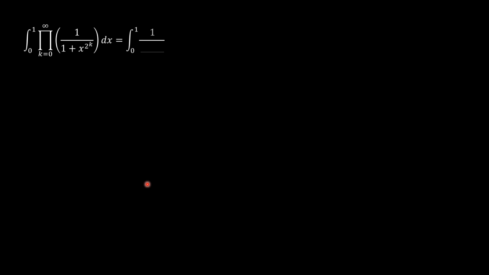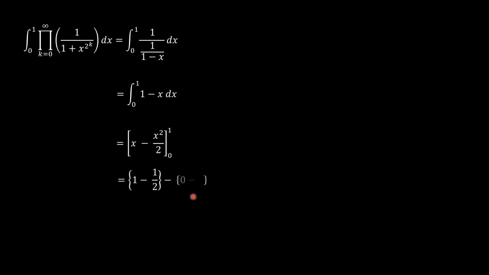Which is the same as the integral from 0 to 1 of 1 over 1 over 1 minus x, which results in the integral of 1 minus x, which is the same as x, the 1 becomes x when you integrate it, minus x squared over 2, and so we have the limits of 0 and 1. So it's 1 minus 1 over 2 minus 0 minus 0, so the answer is a half. And this is the answer. What appeared to be a very complicated problem is actually quite simple.